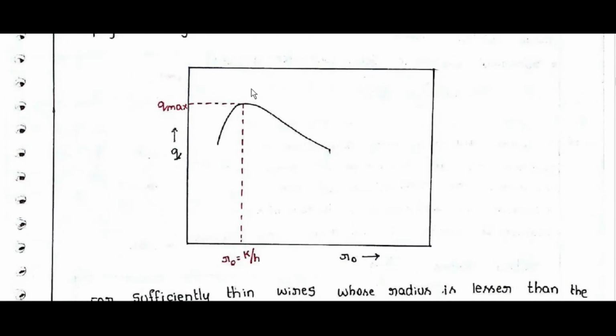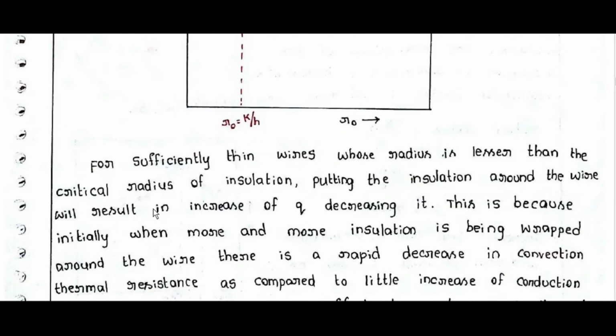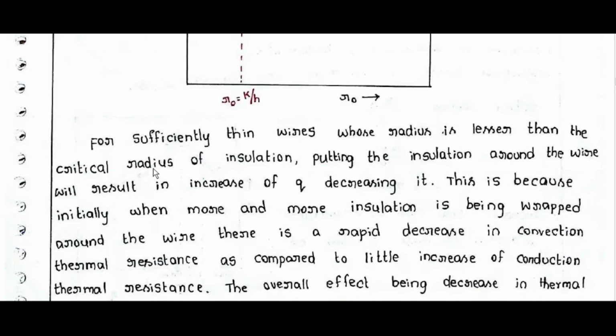Physical significance of the critical radius of insulation: as Ro increases, Q increases and then decreases, with the maximum at Ro equal to K/H, giving Q max. For sufficiently thin wires whose radius is less than the critical radius of insulation, putting insulation around the wire will increase Q.